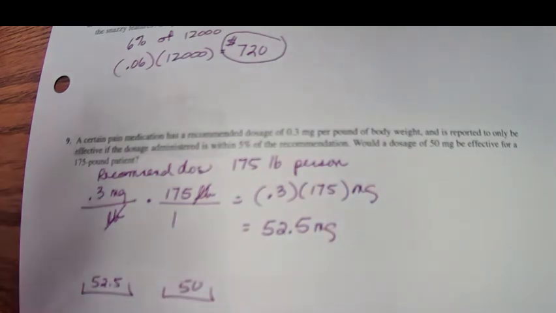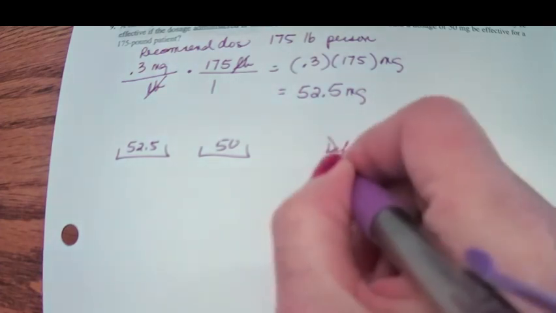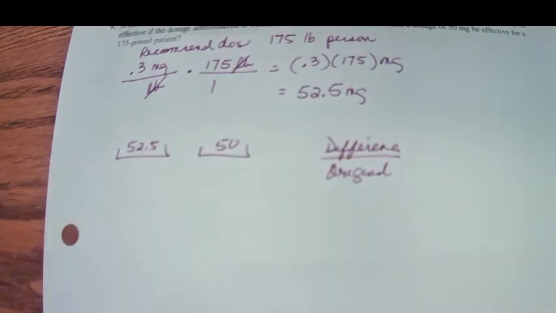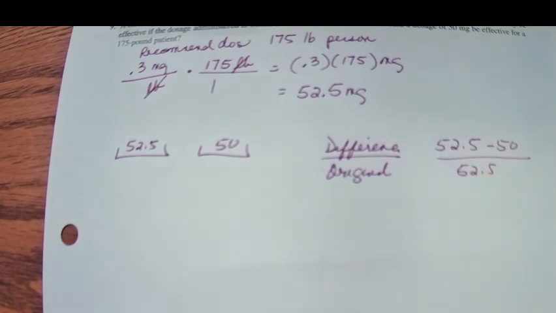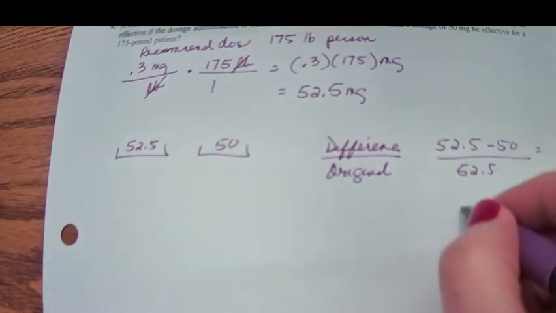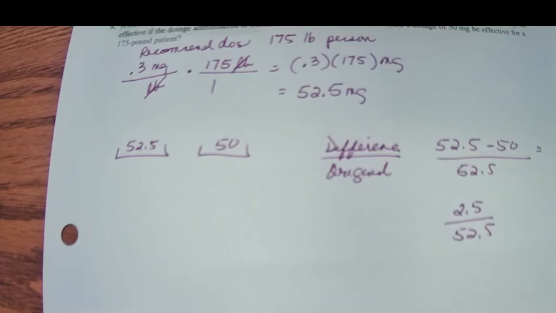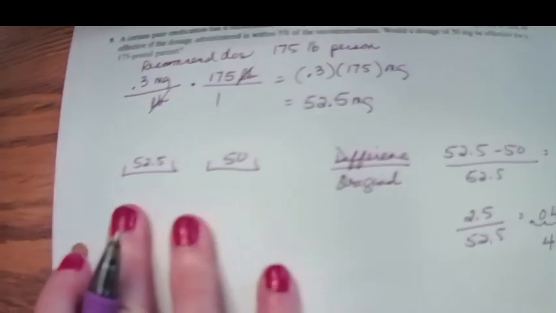Is the relative difference or the relative change within 5%? So we're going to do the difference in the numerator over the original number, or the first number. So that's going to be 52.5 minus 50 over 52.5. And we want to write this as a percentage. So what is 2.5 divided by 52.5? That's 0.0476. Make a percentage out of that. That is 4.76%.